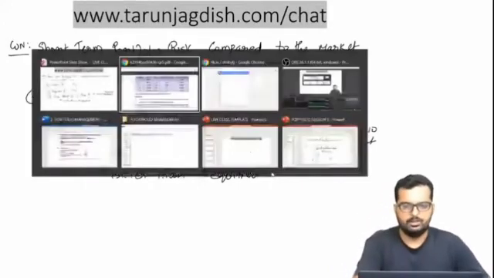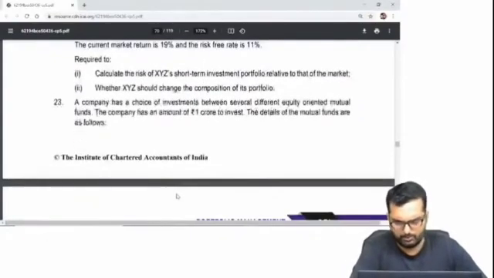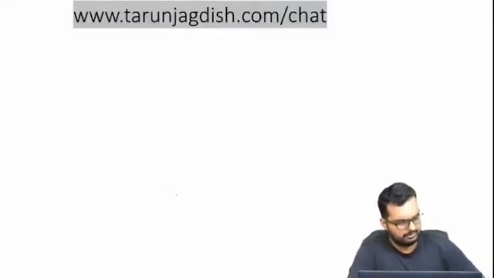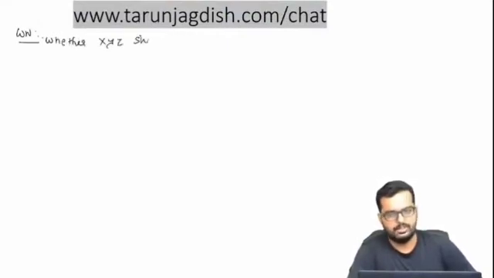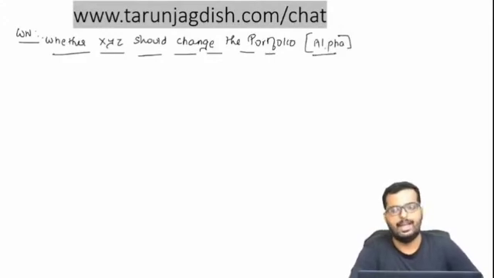Fine. After this, what is the second requirement that you are having? Whether X, Y, Z should change the composition of its portfolio. This is the second question. So they are asking, in the next working note, whether X, Y, Z should change the portfolio. Friends, that is decided by whether you should buy or sell. That is found out using alpha. What is the formula for alpha? Expected return minus required return.